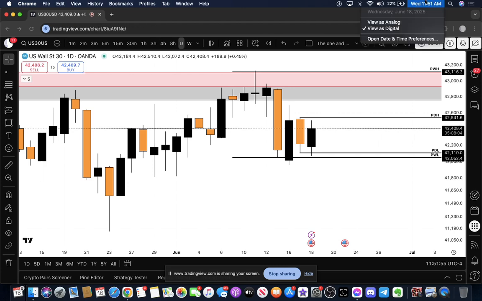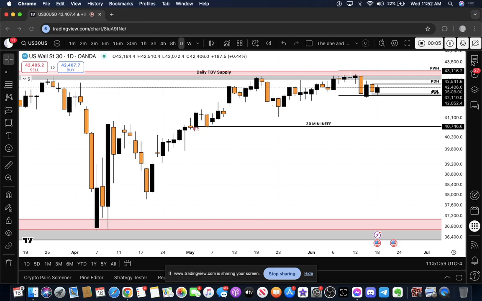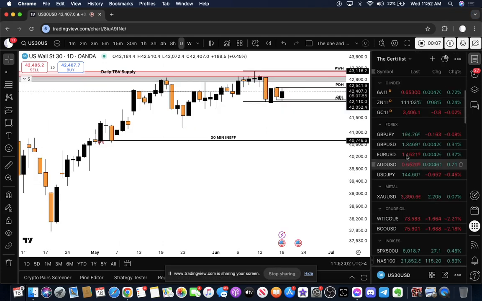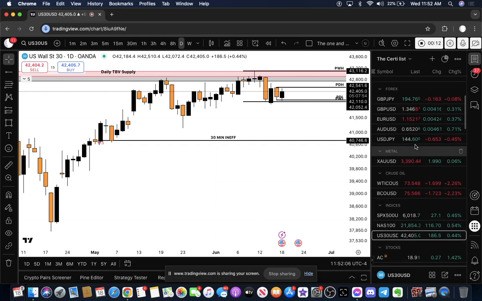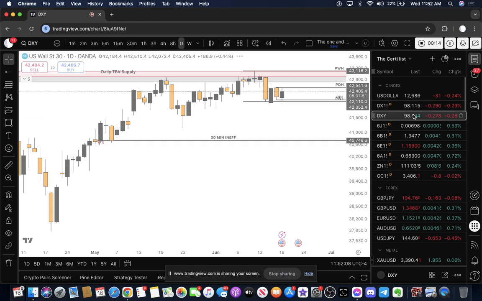Weekly Forex outlook for Sunday, June 15th through Friday, June 20th. Going to be breaking down my 5 main currency pairs with WTI USD, BCO USD, the DXY, and S&P, NAS, and US 30. So start us off with the DXY.